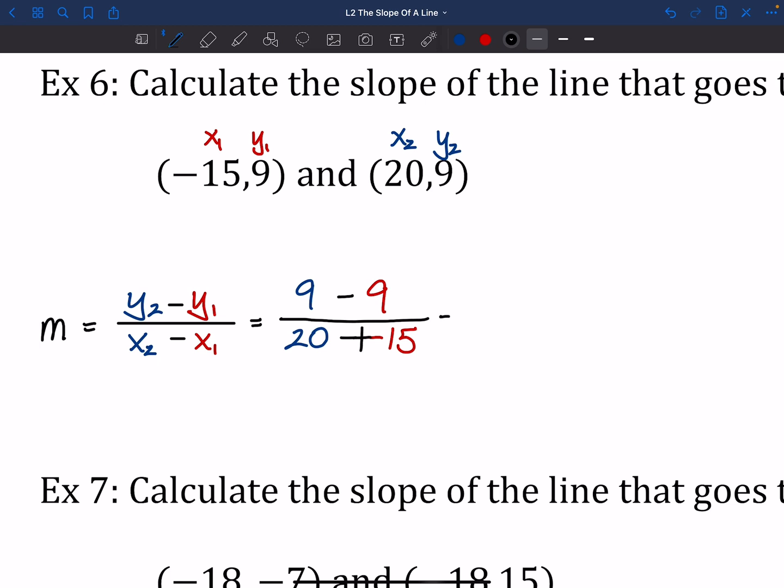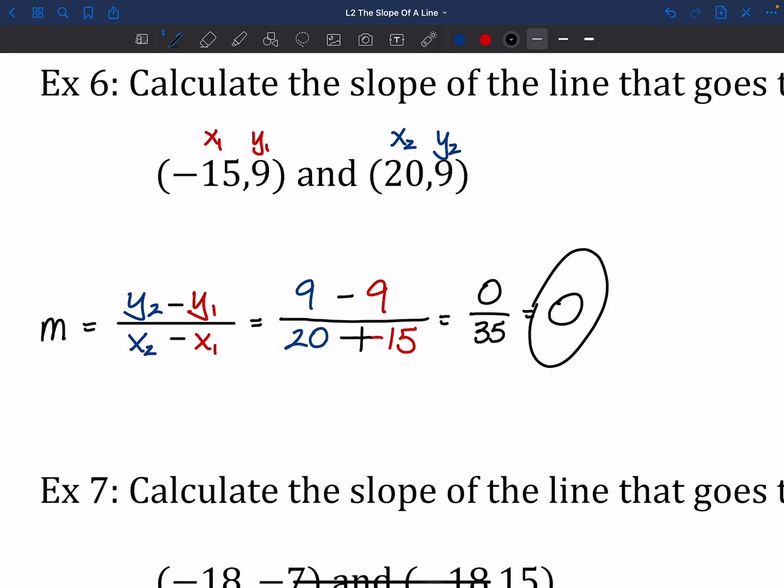Okay. Then we just do some math, right? 9 minus 9 is 0. 20 plus 15 is 35. And then 0 divided by 35 is just 0, right? So in this case, our slope is 0, right? What I could tell is that this is actually a horizontal line, right? It's not going up or down at all, right?